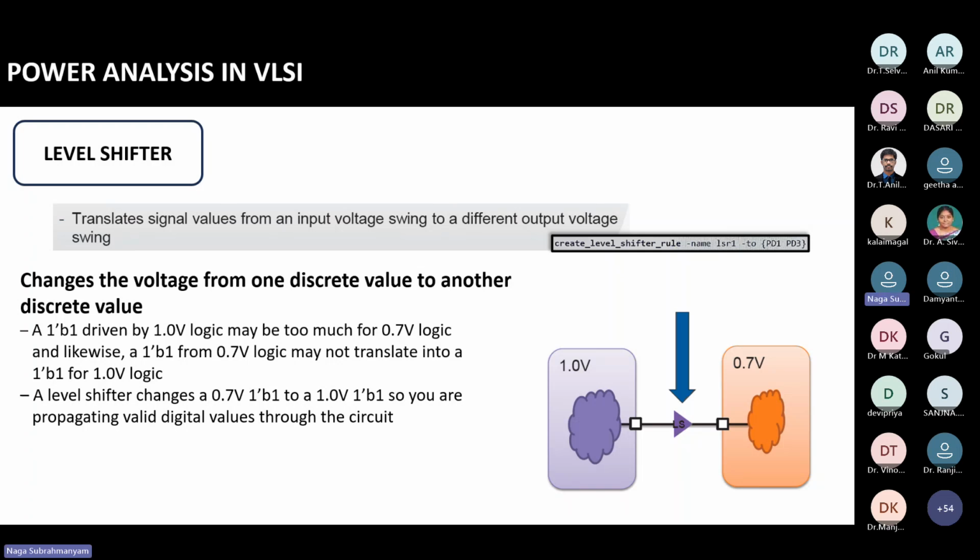So between different voltage domains, we can use these level shifters. They change the voltage from one discrete value to another discrete value. I hope you understand that the value of logic 1 in one domain is different from logic 1 in another domain. Okay. Next.